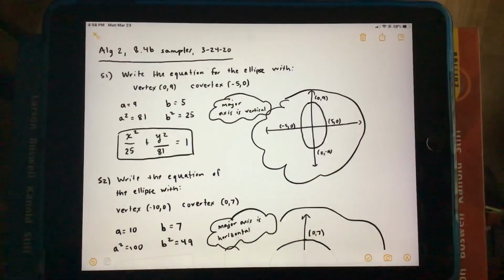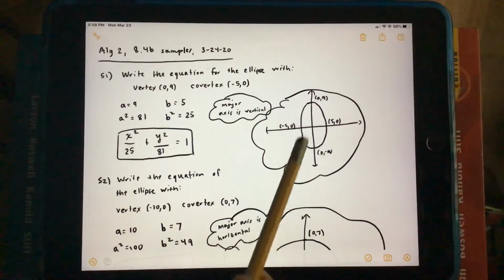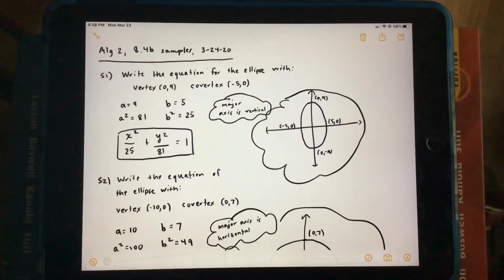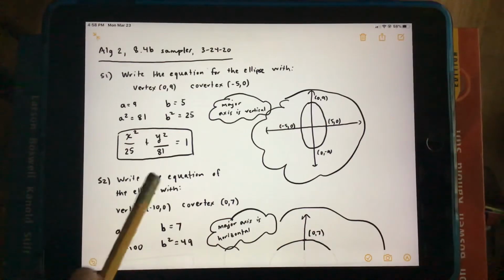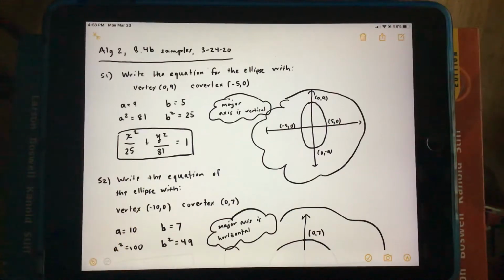I've drawn a quick sketch of what it would look like as an ellipse, and I'm already noticing that the vertical axis is the longer axis, so it's the major axis. That means that I'm going to put my a squared underneath my y squared. Remember, we're always choosing the longer axis to pair with the axis it is on. So when I figure out my a squared, it's going to go underneath my y squared, and when I figure out my b squared, it's going to go underneath my x squared in this particular problem.